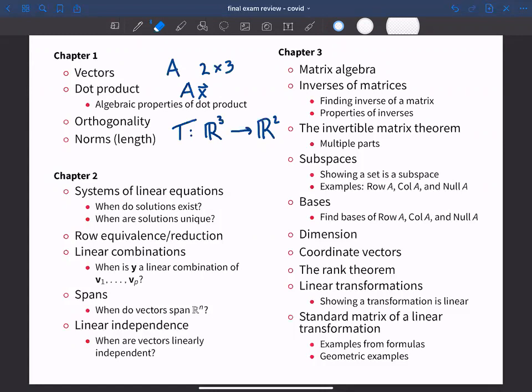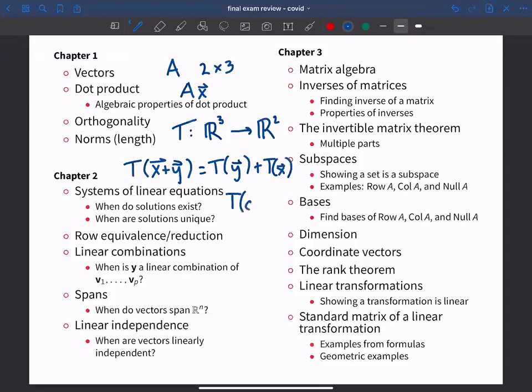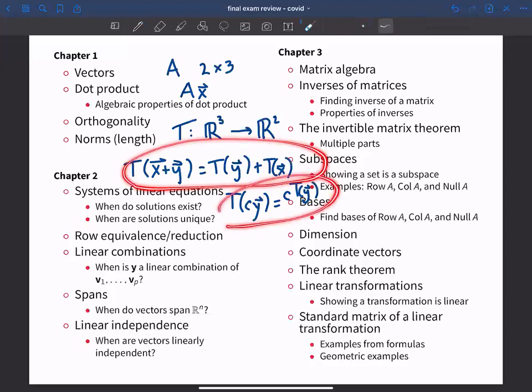And then, remember, we had a few properties that really nice transformations satisfy. So for example, if your transformation satisfies this, and if it satisfies this, so these are two properties. If your transformation satisfies these two things, then we call it a linear transformation, and we can say additional stuff about linear transformations.